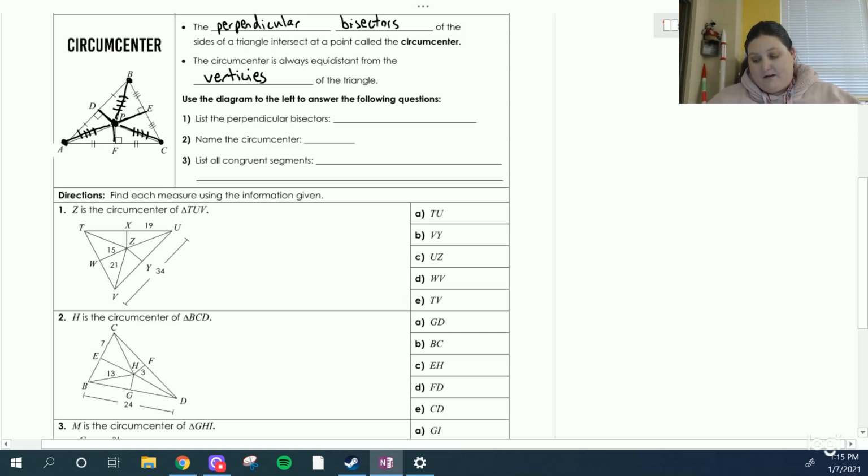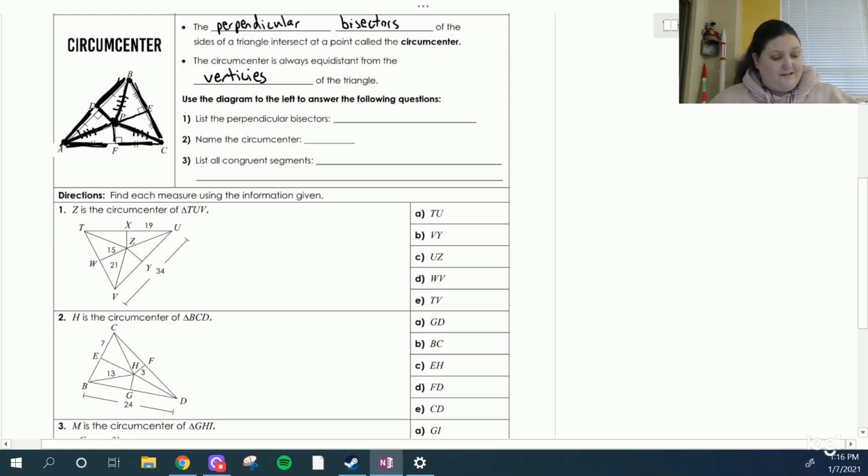But what I do want to talk about is the congruent segment. Because we have a perpendicular bisector, that means that this segment is congruent to this segment, that this segment is congruent to this segment, and this segment is congruent to this segment. And because this point P is the circumcenter, I know that all of the distances from my circumcenter to the vertices of the triangle are all congruent as well. That's one thing that's really important about the circumcenter, that you know what lengths are congruent and which ones are not. So let's look at number 1.